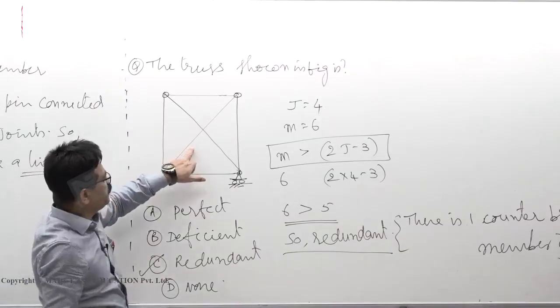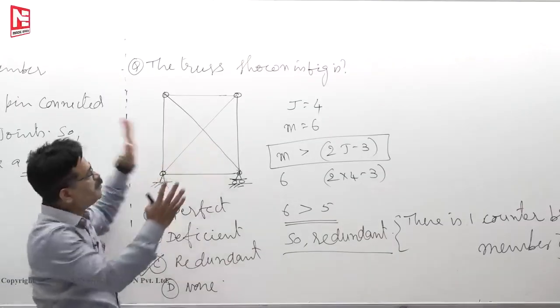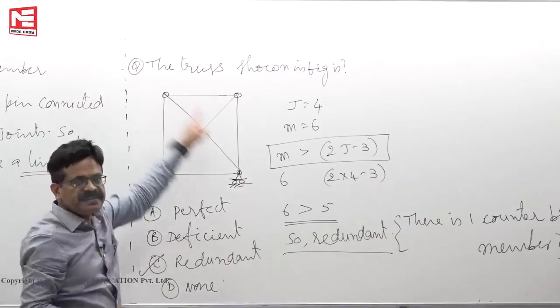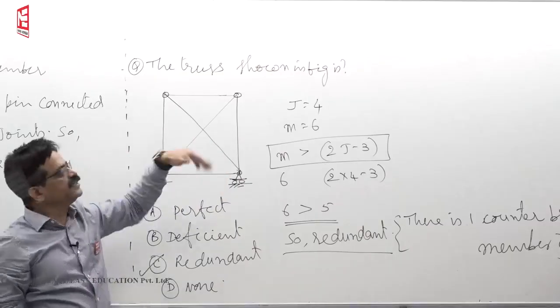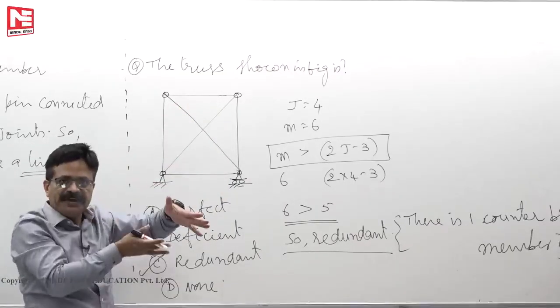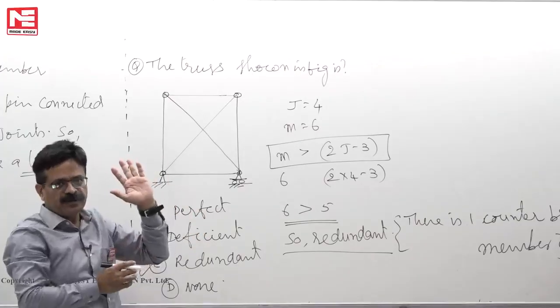So we cannot tell that this is only counter bracing, or this is only counter bracing. It depends on which direction the load is coming and which member fails. If one member fails, the other will take care of the stability of the structure, and whatever forces are there, the remaining member is capable of taking the loads.